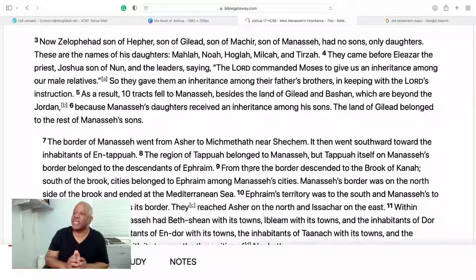Verse 4. They came before Eleazar the priest, Joshua the son of Nun, and the leaders. The Lord commanded Moses to give us an inheritance among our male relatives. So they gave them an inheritance among their father's brothers, in keeping with the Lord's instruction. As a result, 10 tracts fell to Manasseh, besides the land of Gilead and Bashan, which is beyond the Jordan, because Manasseh's daughters received an inheritance among his sons. The land of Gilead belongs to the rest of Manasseh's sons.